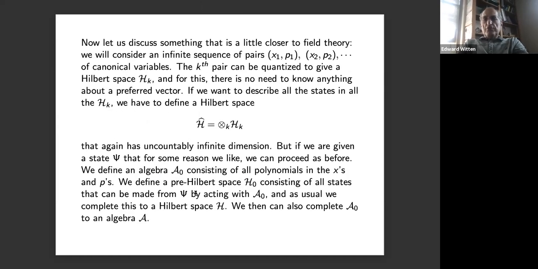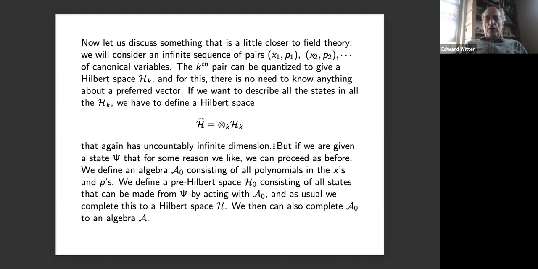Now let's discuss something a little closer to field theory. We'll consider an infinite sequence of pairs of canonical variables, x1, p1, x2, p2, and so on. So the kth pair can be quantized to give Hilbert space H sub k. And for this, we don't need to know anything about a preferred vector. But if we want to describe all the states in all the H_k, we have to define a Hilbert space H hat, which would be the complete tensor product of all these. And it again has an uncountably infinite dimension. So it's much too big for any reasonable physics.